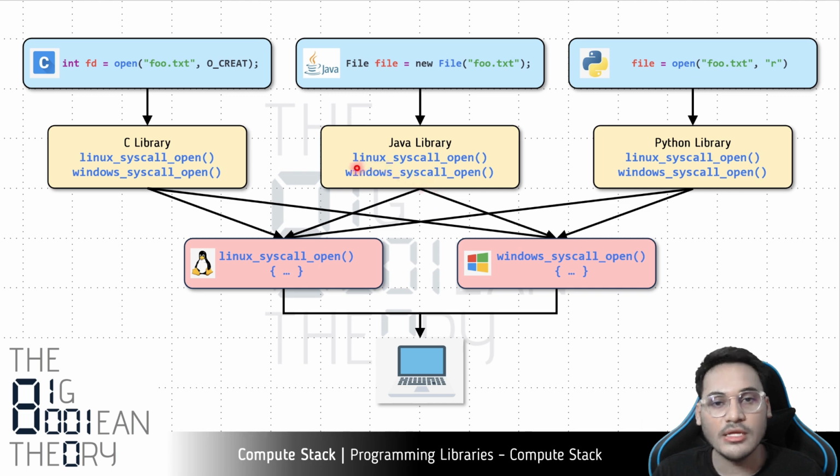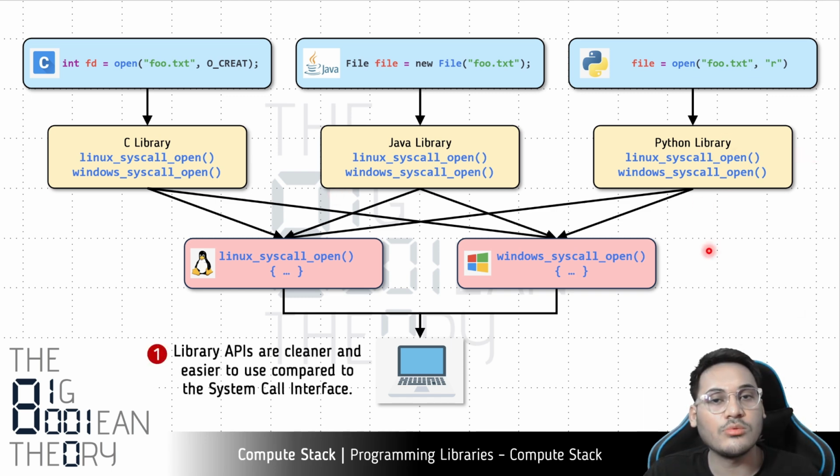So if it is running on Linux, then the code flow will be routed to the Linux system call, and similarly if it is running on Windows, the library will invoke the appropriate Windows system call routine. So this is how the library handles the situation when we have multiple operating systems.